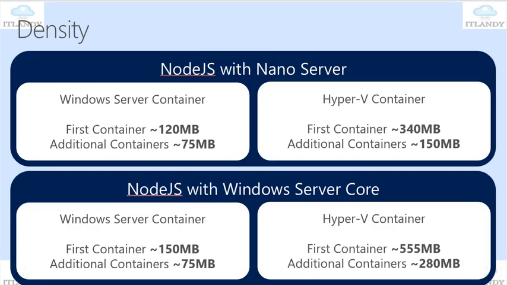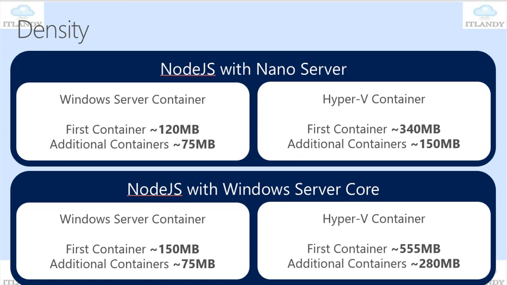Then again, Node with Nano server, Windows container, Hyper-V. Look at the difference: 120 megabytes first container, 340 across the Hyper-V. Additional container 75, double on the Hyper-V. Node.js with core, again 150, 75 first and additional container. Look at the size: 555 for the first container and 280 for the subsequent containers.